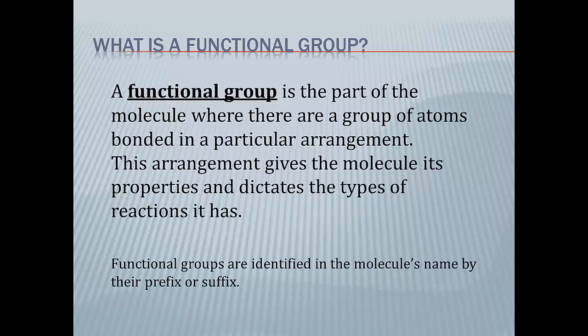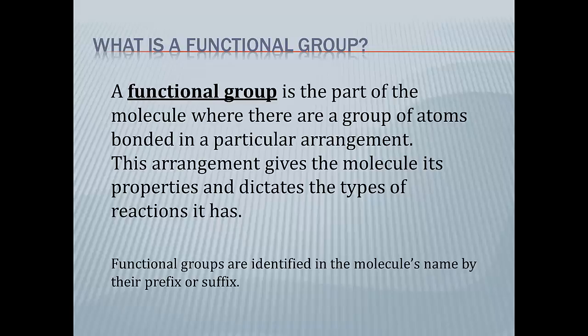To start off with, what is a functional group? A functional group is the part of the molecule where there is a group of atoms bonded in a particular arrangement. This arrangement is key. It gives the molecule its properties and dictates the type of reactions that it will have, as well as other properties like solubility and boiling point.